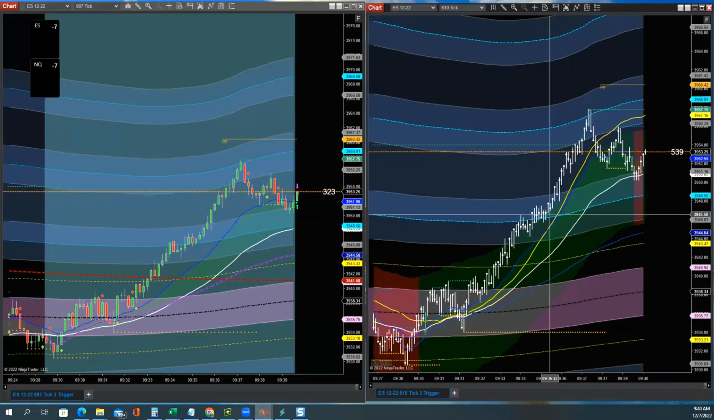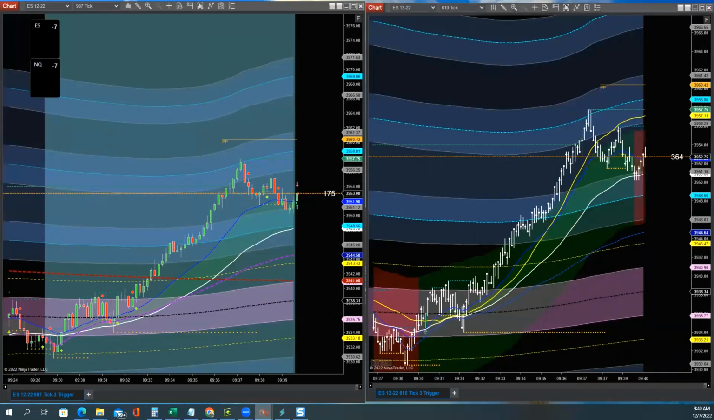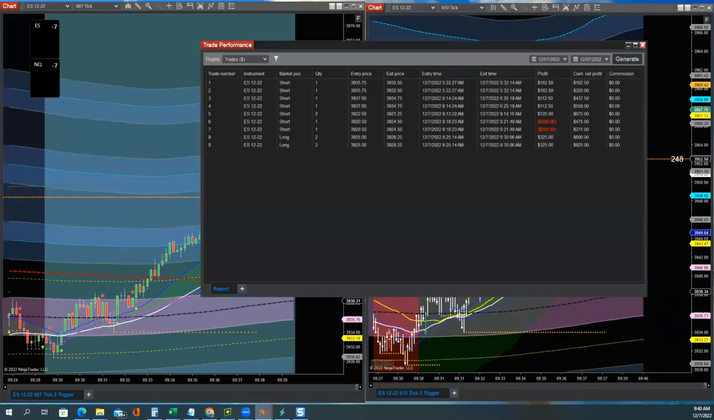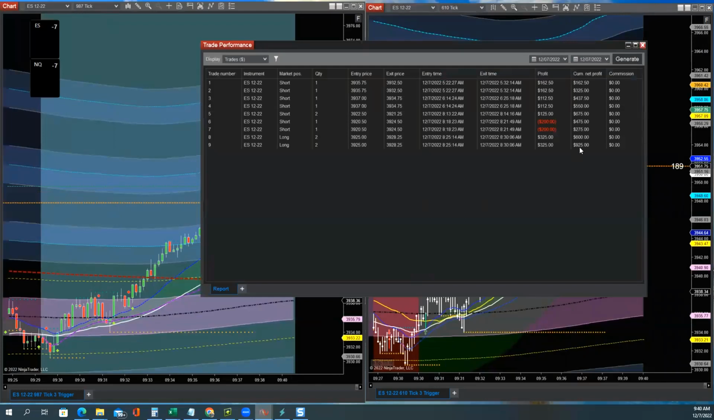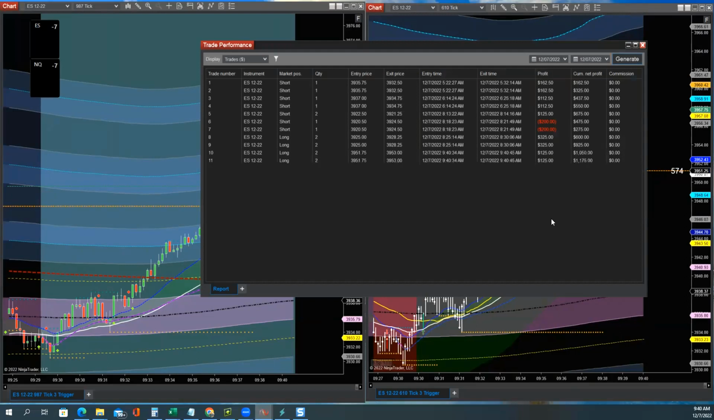Order filled. See, that was fast. So how much did I make in that trade? I'm trading two contracts. That's my start off right now. So how much did I make in that one? Right there. Another $250. I'm already at 1175.